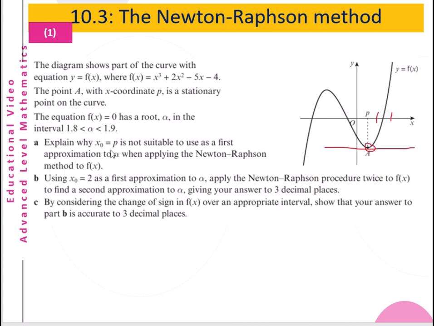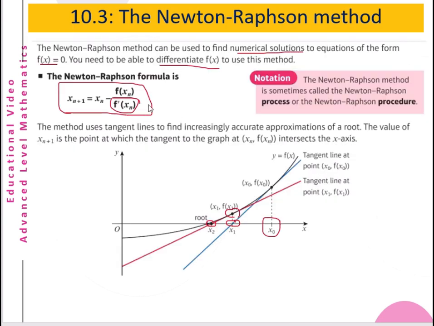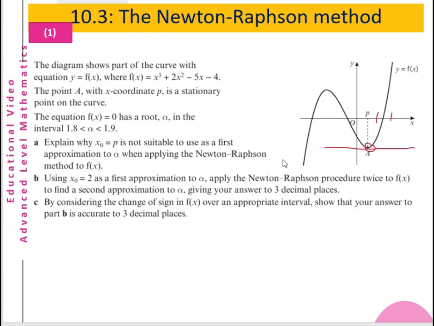Explain why x0 equal to p is not suitable to use as a first approximation to alpha when applying the Newton-Raphson method. Because in the Newton-Raphson method, we have to divide by f'(x), and actually f'(x_n) is the gradient of the tangent of the function at x_n. So this is the stationary point. The tangent will be parallel to the x-axis, so the stationary point is not suitable for using as x0.